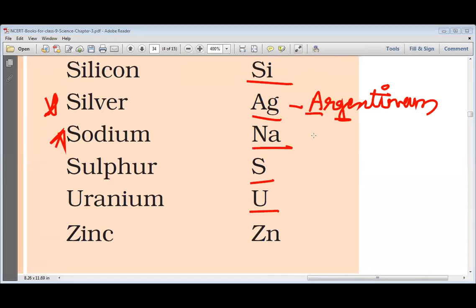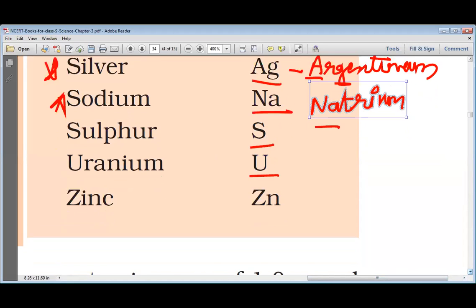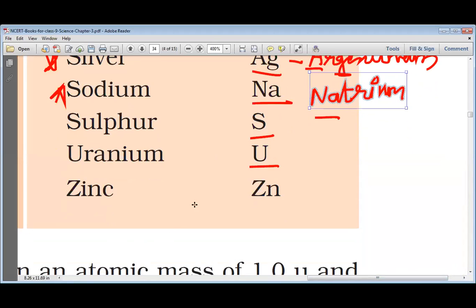Same way, my dear students, for sodium, the original name is natrium. So from the name natrium, the symbol Na is taken for sodium. So this is how, my dear students, we understand their symbols. Let's move forward and study a few more names.